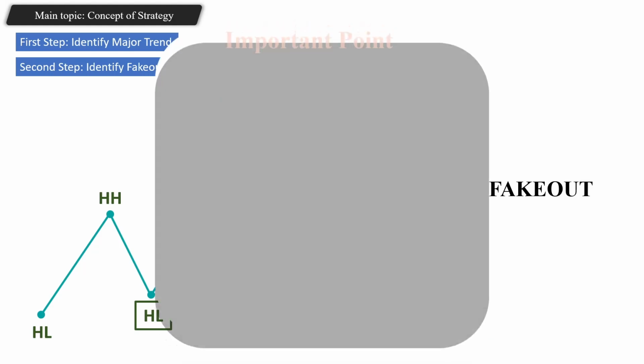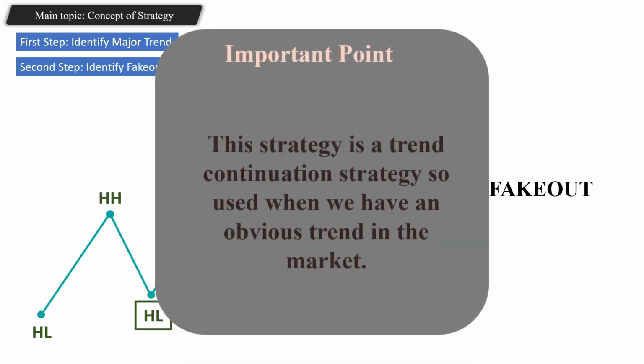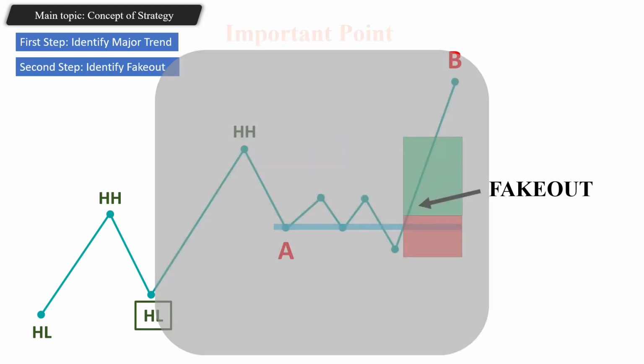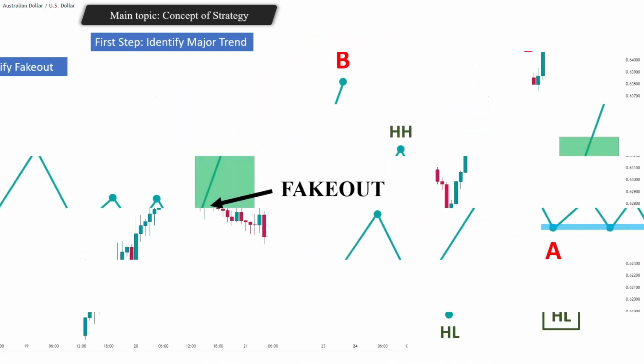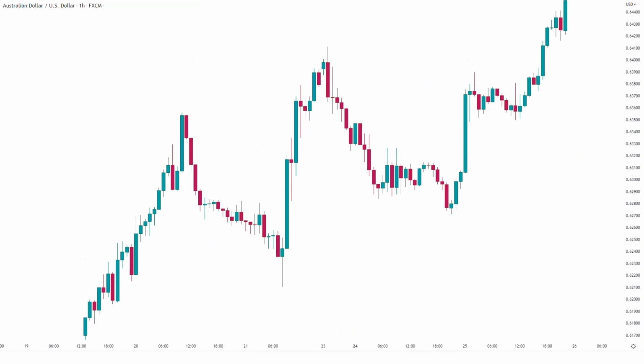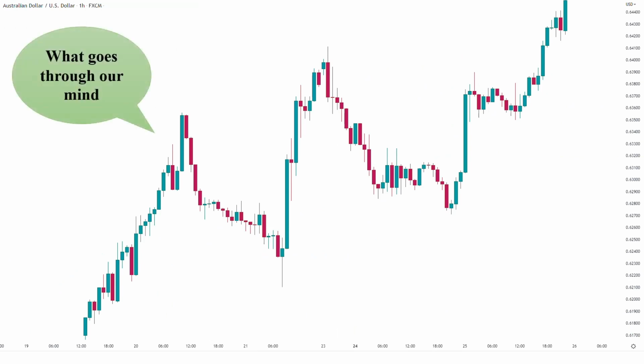Here comes an important point. This strategy is a trend continuation strategy, so avoid using it in every market scenario, meaning only use it when we have an obvious trend. Now, let's discuss this trading strategy on the real chart. So this is what goes through our minds in this strategy.